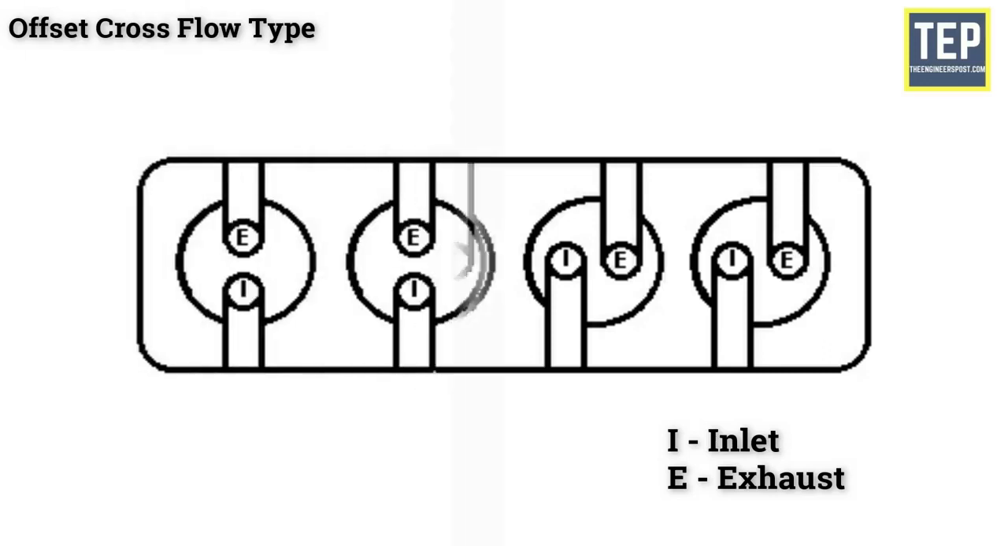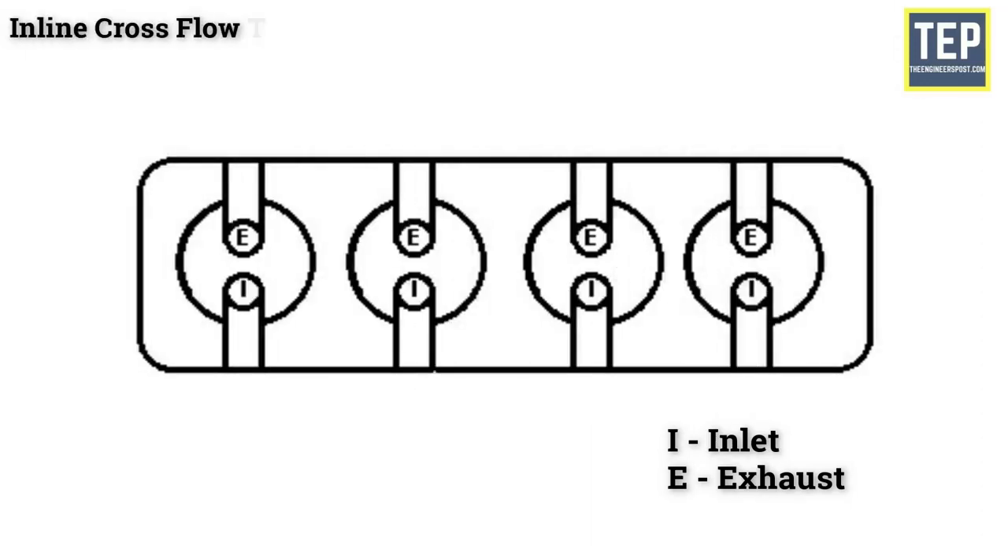In the offset cross flow type, the inlet and the exhaust manifolds are placed on different sides of the cylinder head. In the inline cross-flow type, the valves are positioned transversely and usually inclined to each other, while the inlet and the exhaust manifolds are on different sides of the cylinder head. This arrangement gives better performance, but it is costlier.